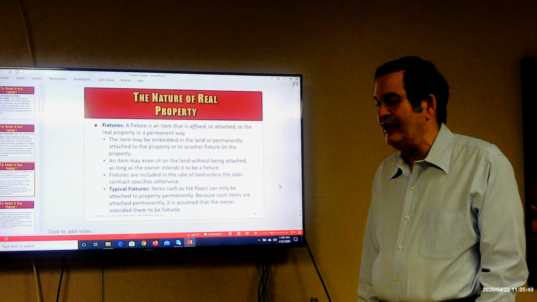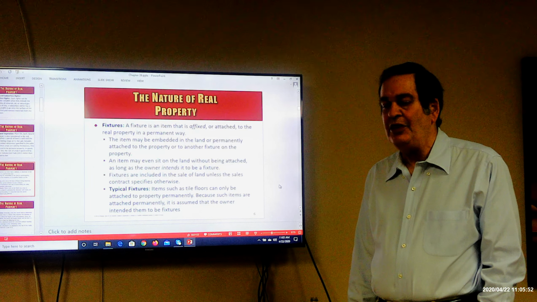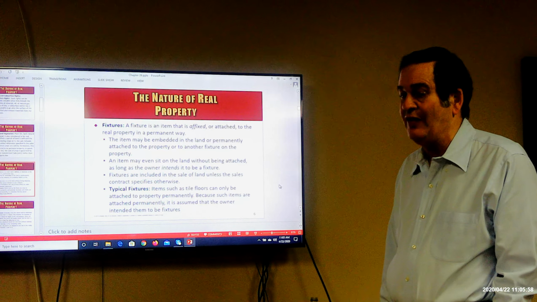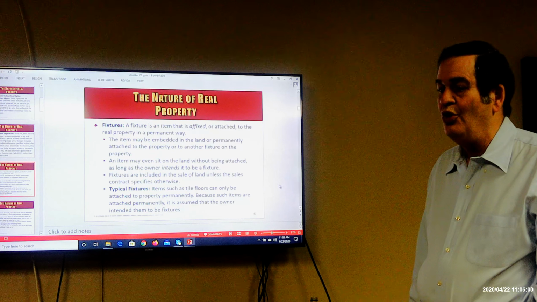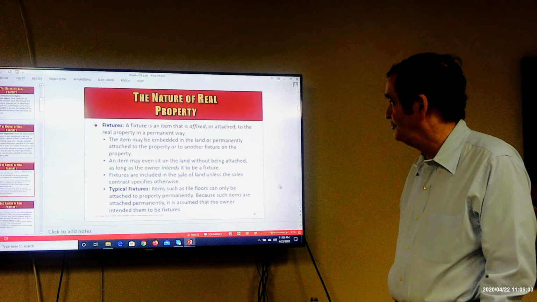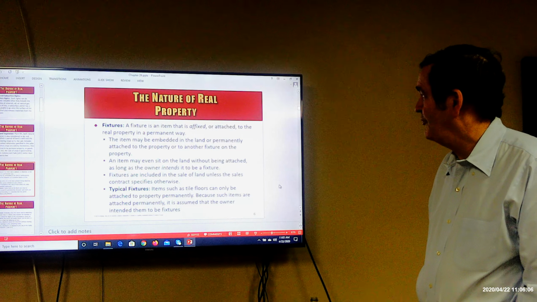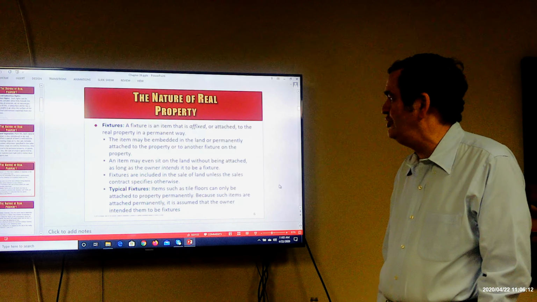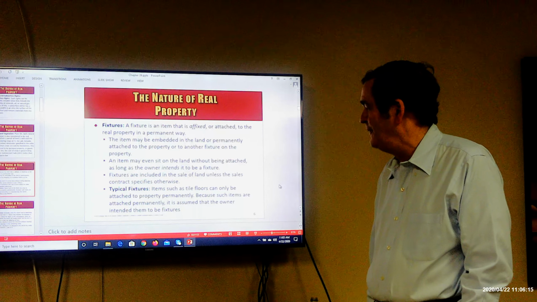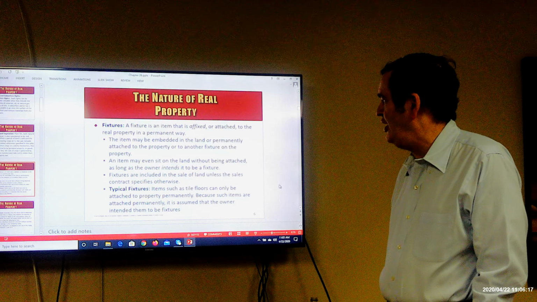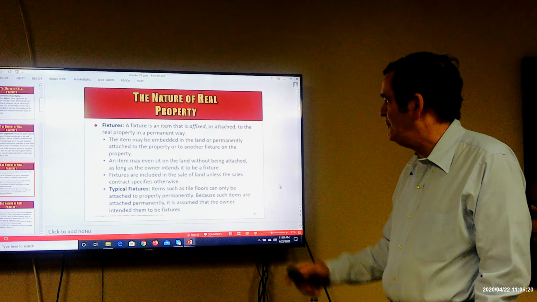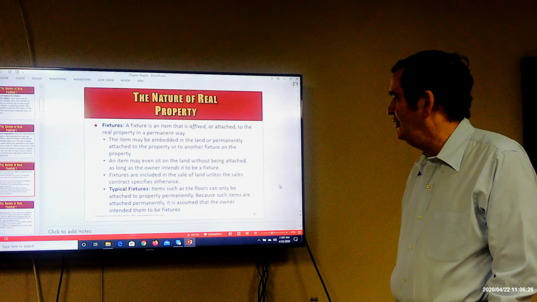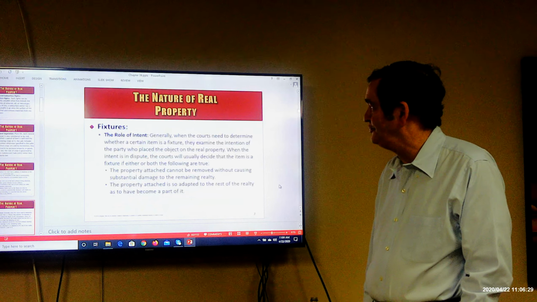So for a tenant example, if it becomes part of the real property, it becomes the ownership of the owner of the property, not the tenant. And you can't take it with you when you leave without the owner's permission. An item can even sit on the land without being attached as long as the owner intends it to be a fixture. And fixtures are included in the sale of land. Typical fixtures are tile floors, etc. Okay.